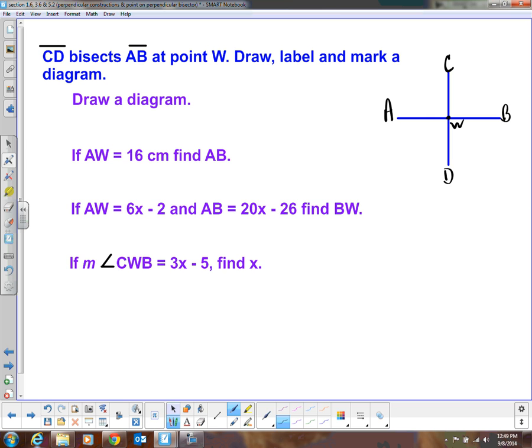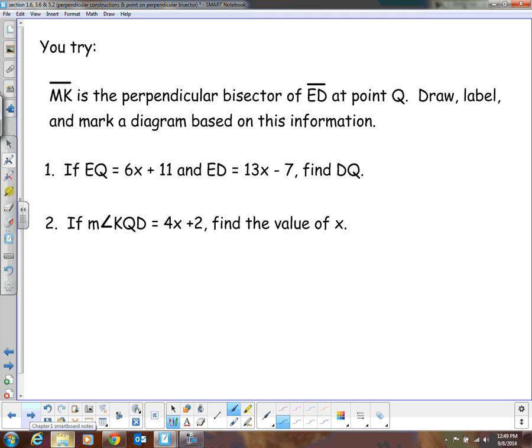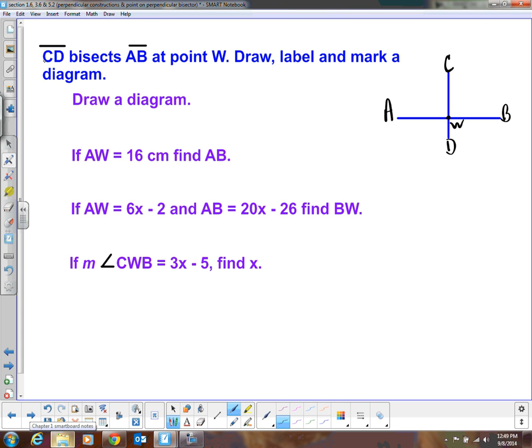Now, I don't want you to assume that CD necessarily has to be bisected. CD is the cutter, AB is the cutee, I guess you could say. CD is doing the cutting, it's got the scissors, AB is being cut. That is the draw, that is the label, and this is a segment bisector. I hope I have perpendicular. All right, so let me change CD. I need to change this.